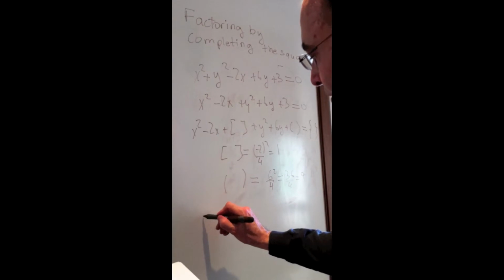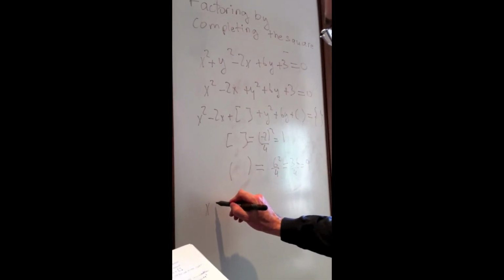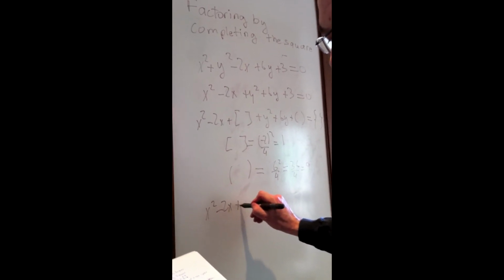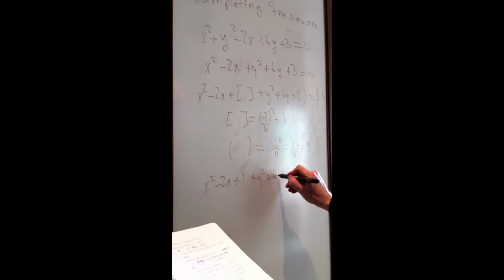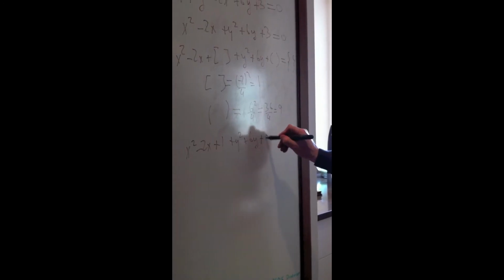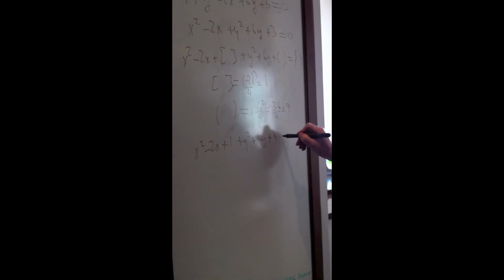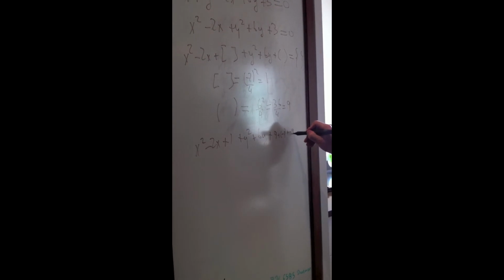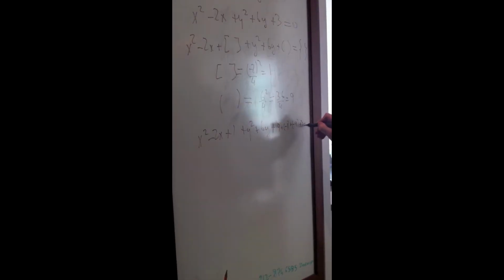And in this case, we can just rewrite this as x squared minus 2x plus 1 plus y squared plus 6y plus 9. Since we've added 1 and 9, we need to subtract them again. So it's minus 1 plus minus 9, so we don't change anything in the equation. We have the same equation.